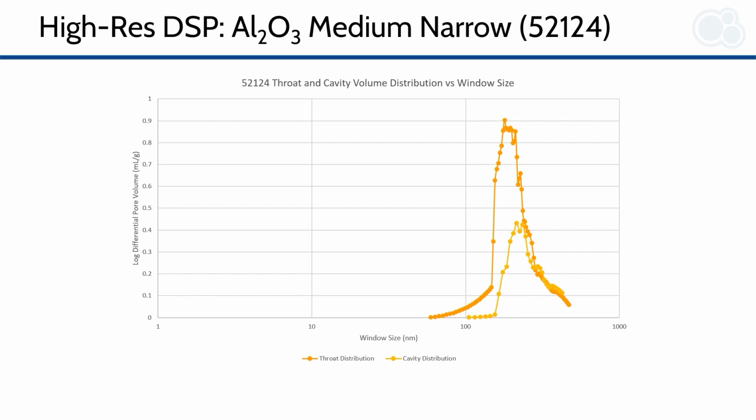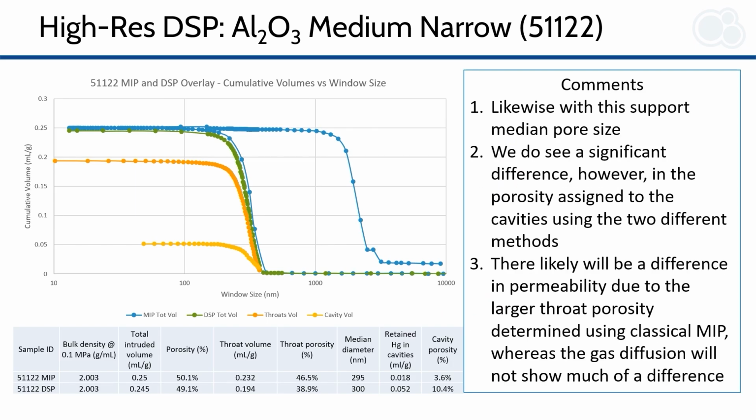While the distribution for this titania and the previous alumina support seems similar, note that much less mercury is retained by this material, and so the percentage of the pore volume in cavities is significantly smaller for the titania. The larger throat porosity will likely lead to slightly different values for permeability determined using these two methods.